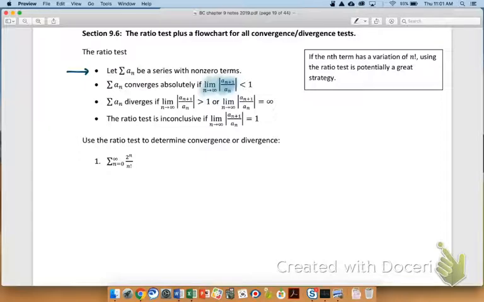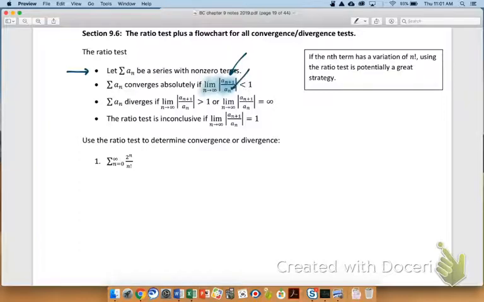So we do this limit as n goes towards infinity. If we wanted to just use really unsophisticated terminology, what would you call A sub n plus 1? Like, what is that? The next term. It's the next one, right? The next term. And then what would that mean A sub n is?